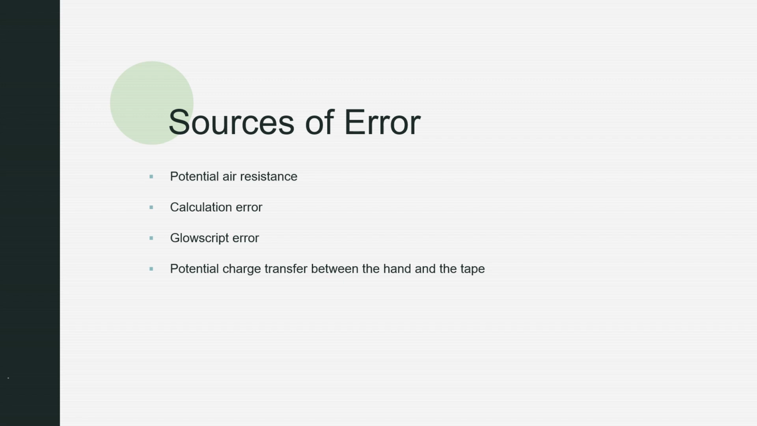Some potential sources of error include air resistance, which might have slightly impacted the results; calculation or GlowScript errors, which may have caused discrepancies; and charge transfer from handling the tape, which could have neutralized the charge, affecting the measurements. These are all factors which may have forced the two tapes to be so close in order for one to float.